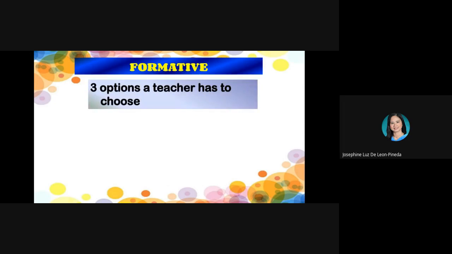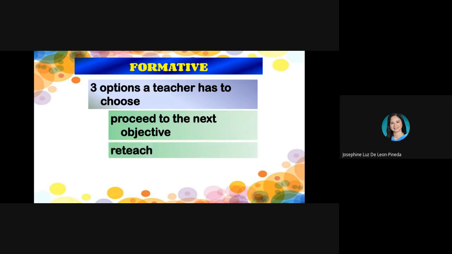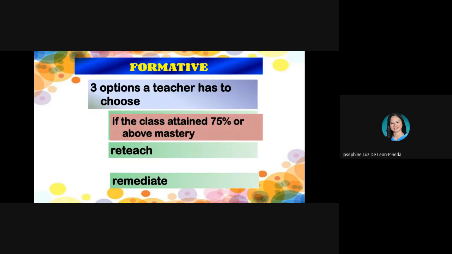Okay, so there are 3 options a teacher has to choose from. Una, paano magagamit ang formative assessment? Pwedeng you proceed to the next objective, pwedeng i-reteach mo siya, or i-remediate. Okay? So, kailan natin gagawin ito? We will proceed to the next lesson if the class attained 75% or above mastery. So, ito yung sinasabi ko last time, when nakita mo most of your students passed the test, 75% and up, then you can proceed to the next lesson.